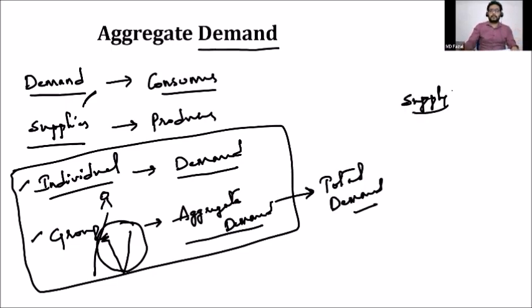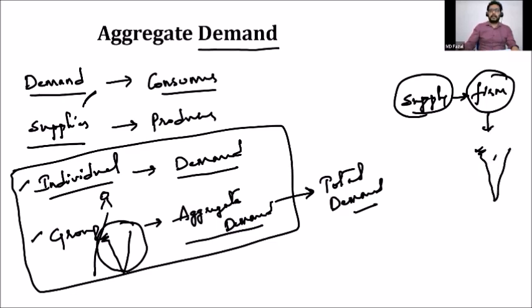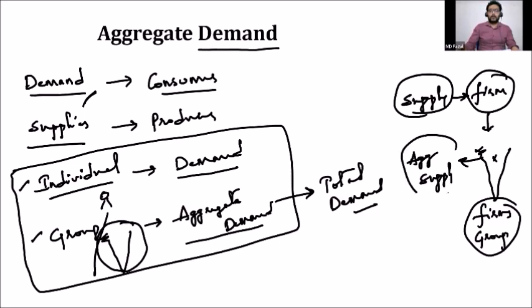Now, in case of supply, if a single firm is supplying a good, we consider that the firm is supplying those goods. If a group of firms put together in a country, there are so many firms, supply those goods, we call it aggregate supply. We can also say it as total supply. This is one basic form which you should understand.